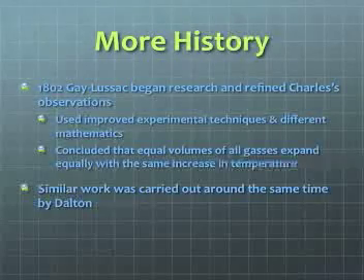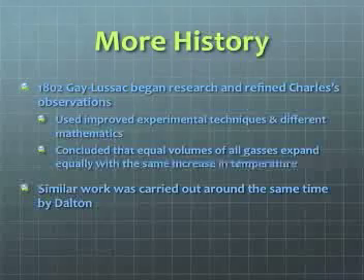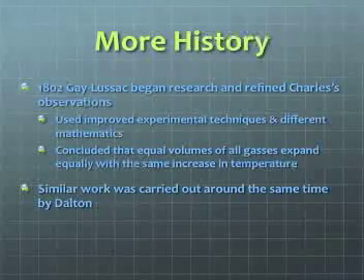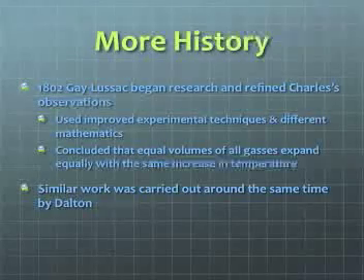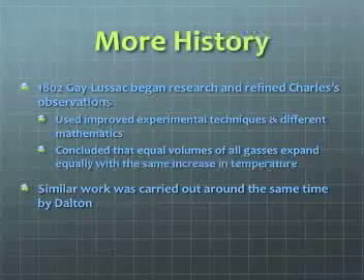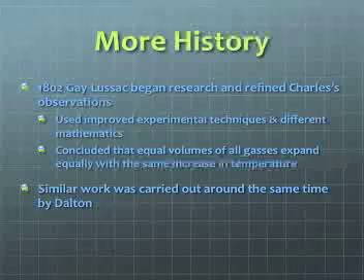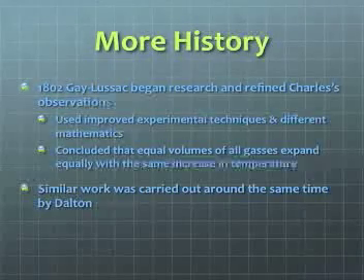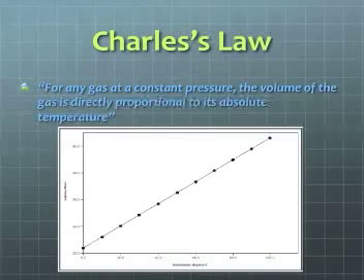In 1802, Guy Lussac, another scientist, began research and refined Charles's observations. He used some improved experimental techniques and mathematics, maybe some better equipment, and concluded that equal volumes of all gases expand equally with the same increase in temperature. Guy Lussac went on to publish his results, giving credit to Charles, hence the name Charles's law. Similar work was also carried out around the same time by Dalton.